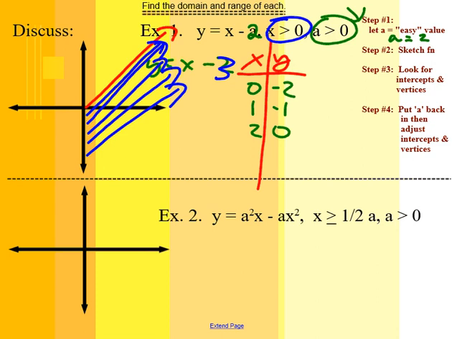All right, I sketched the function. Now it says look for intercepts and vertices. Remind you of a statement I made the other day. The x-intercept is where what? Y equals 0. The y-intercept is where what? X equals 0. Do you get that it didn't let me let x equal 0?